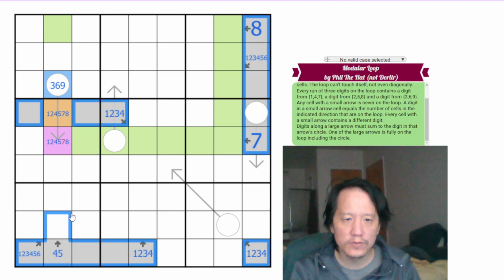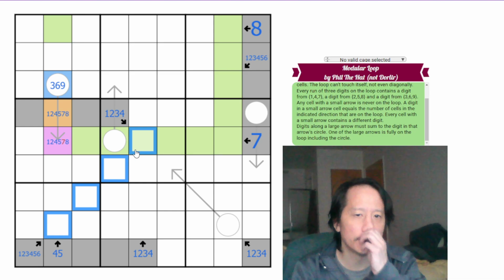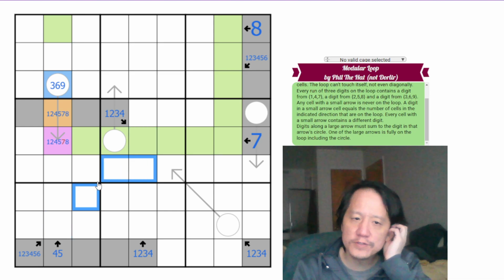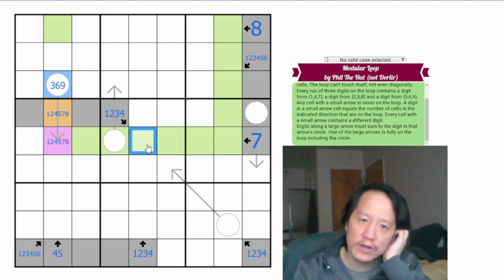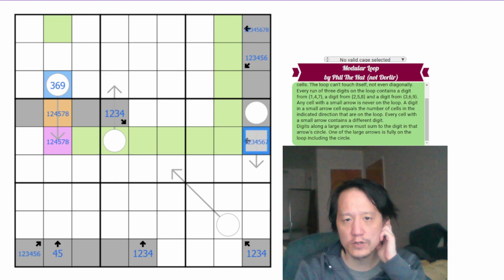6, though. Where can the 6 be? The 6 can't be anywhere. Right? These 3 are not valid, and we only have... These 2 are not valid. This becomes a 2. Similarly, this has to be a 2. So it just doesn't work.